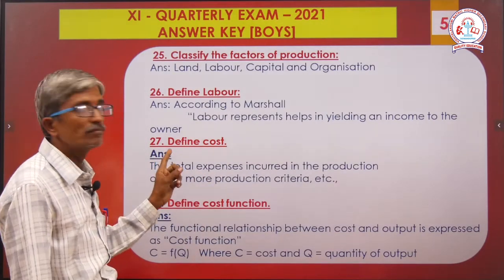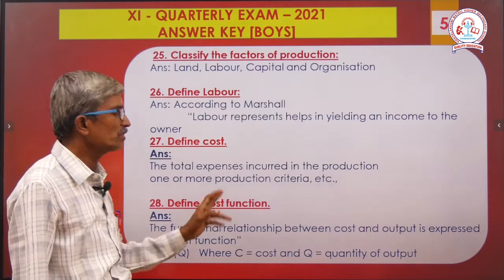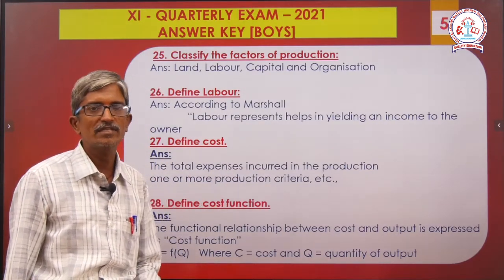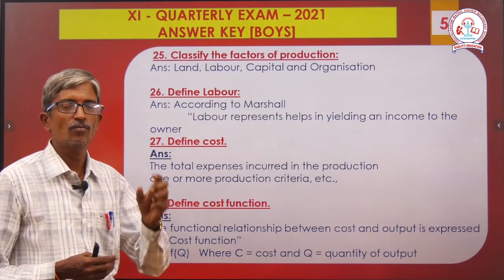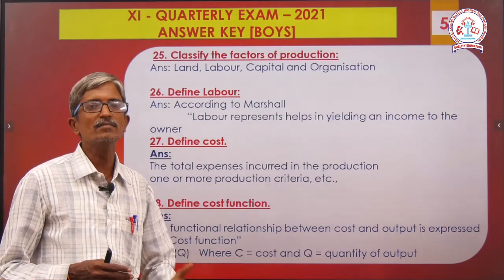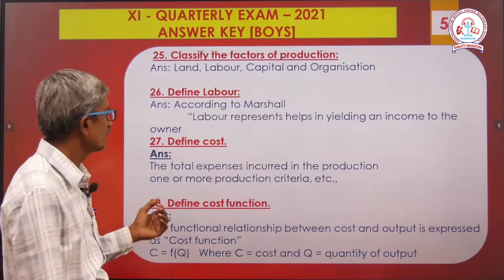Next question number 26, define cost. The total expenses. Cost means expenses. The total expenses incurred in the production. ஒரு பொருளை உற்பத்தி பண்றதுக்கு என்னென்னலாம் நம்ம செலவை அதுல இன்க்ளூட் பண்ணியிருக்கோம்.